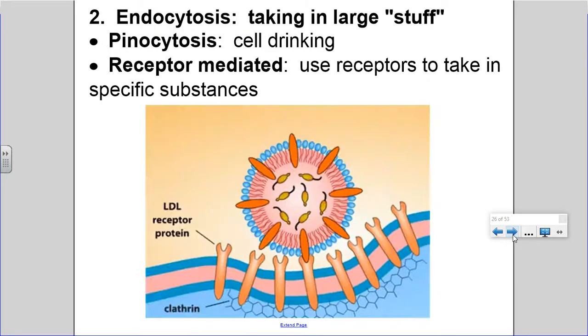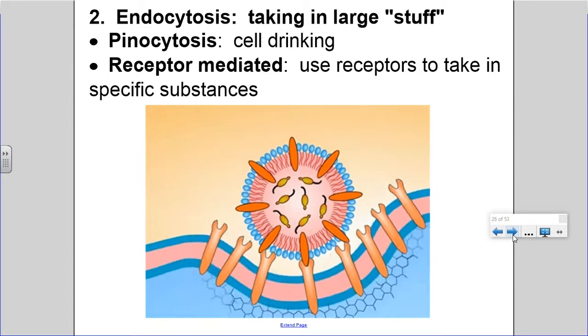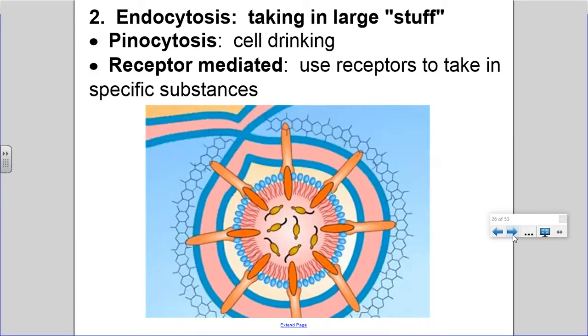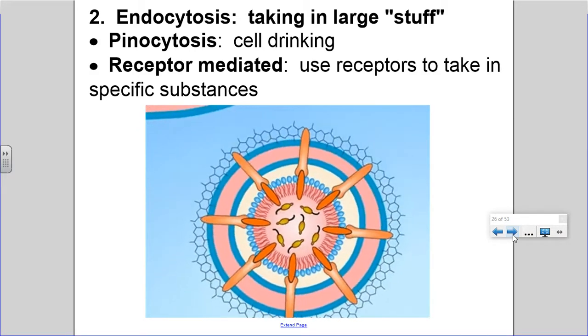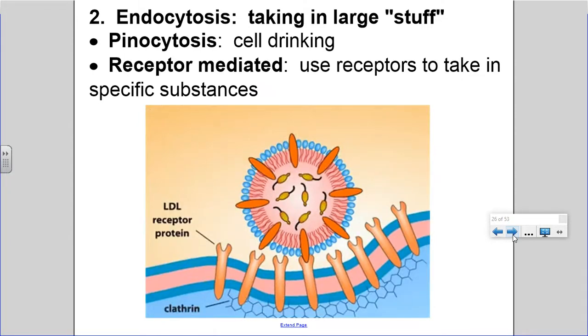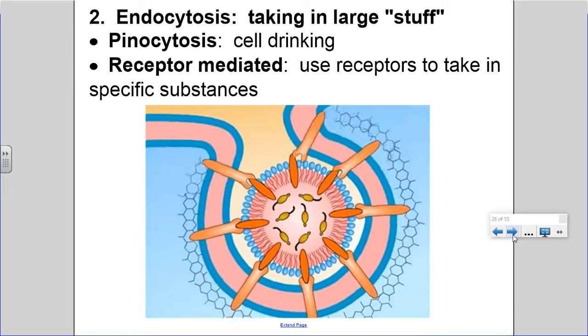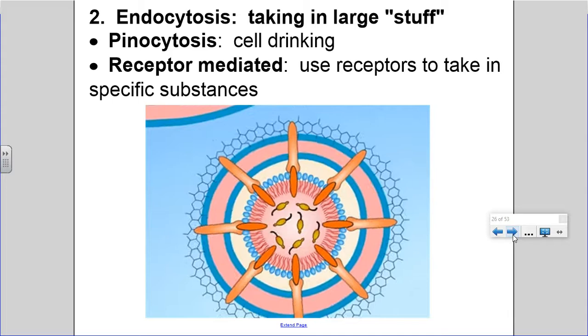And then we have endocytosis. Endo means in, cyto means cell. So this is going to be taking in large stuff. There are 3 types. Pinocytosis is cellular drinking. This is when the cell would take in large amounts of volume or of liquid. This is important in fetal development. This is how the cells get larger.